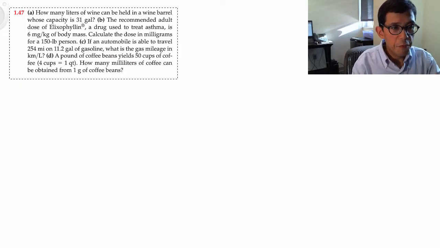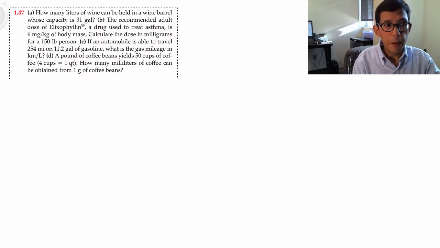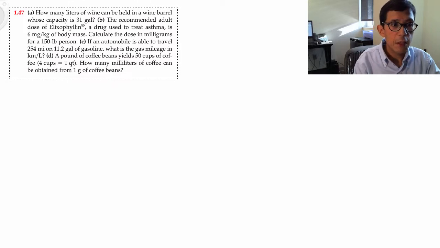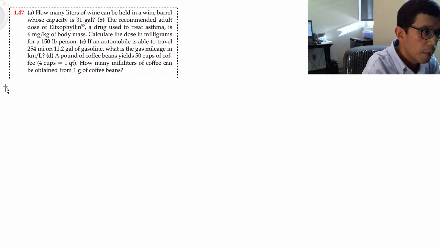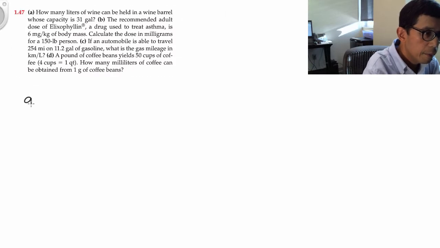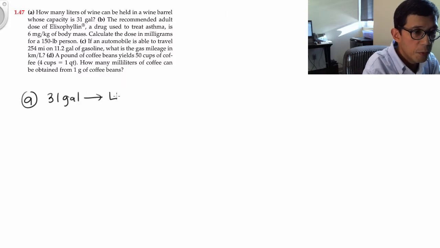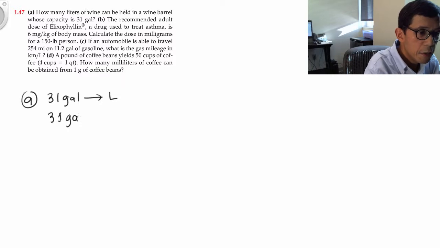How many liters of wine can be held in a wine barrel whose capacity is 31 gallons? So, part A, 31 gallons convert to liters. So we go 31 gallons, and the conversion is liters, gallons.